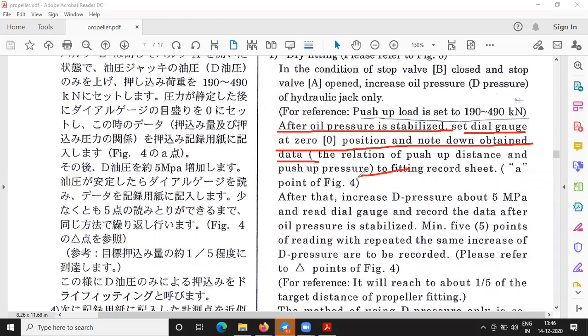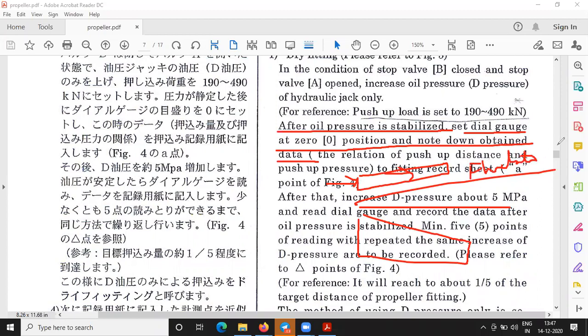This is the propeller boss which is being mounted onto the shaft. Whenever you start pushing it, there will be movement of the propeller boss. That means the oil pressure will start fluctuating. It will not be constant. Oil pressure will only stabilize when the complete push-up of the propeller boss is done on the shaft and no further push-up is possible if you increase a little pressure. For further push-up, you have to increase more pressure. That is what I was referring to.